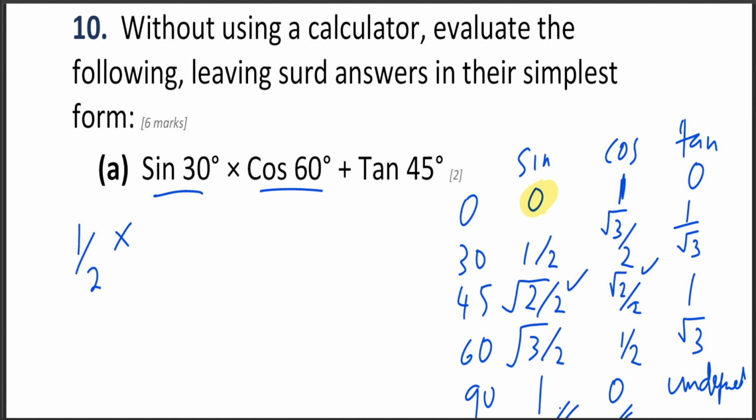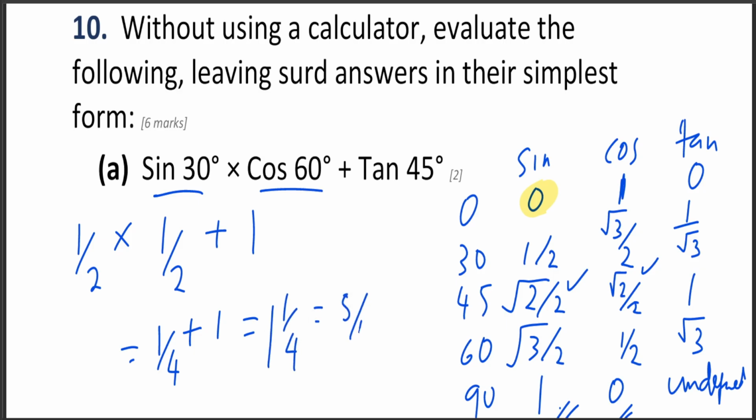So cos 60 ni a half. Sawa. So times cos 60 which is a half plus tan 45. Tan 45 yetu ni hii hapa which is 1. So plus 1. So half times a half ni a quarter plus 1 is just 1 1/4. Ama ukitaka waweza ukaandika 5/4. So that is the answer.